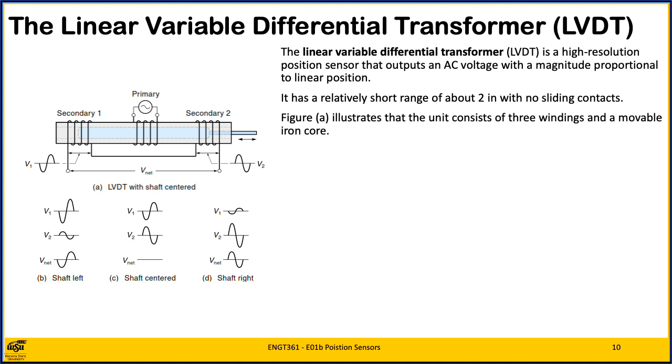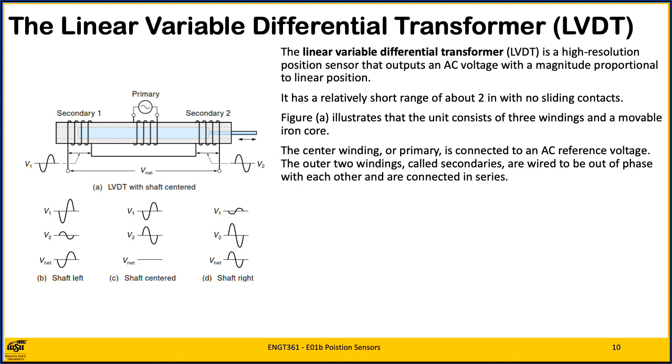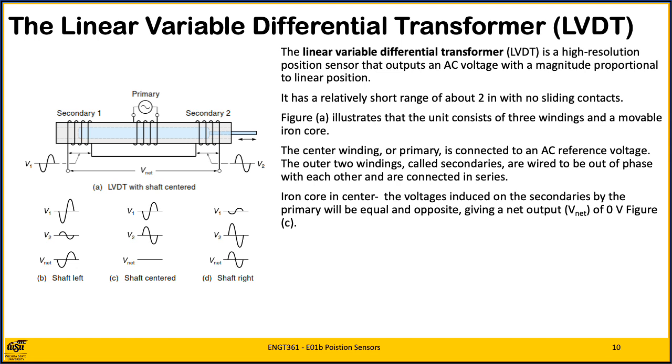Figure A illustrates that the unit consists of 3 windings and a movable iron core. The center winding, or primary, is connected to an AC reference voltage. The outer 2 windings, called secondaries, are wired to be out of phase with each other and are connected in series. If the iron core is exactly in the center, the voltage induced on the secondaries by the primary will be equal and opposite, giving a net output, V net, of 0 volts, as is shown in figure C.